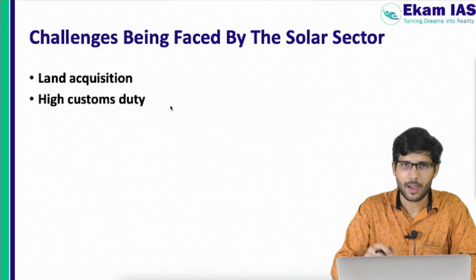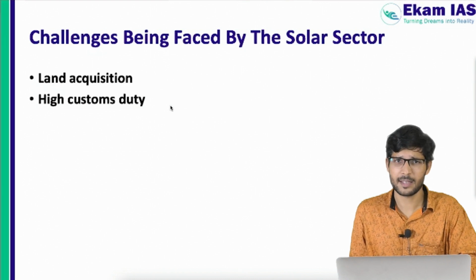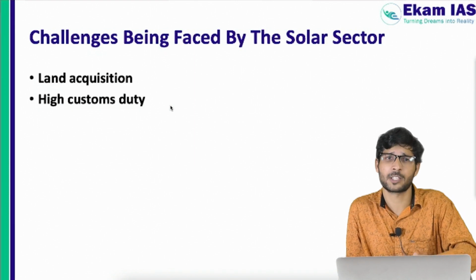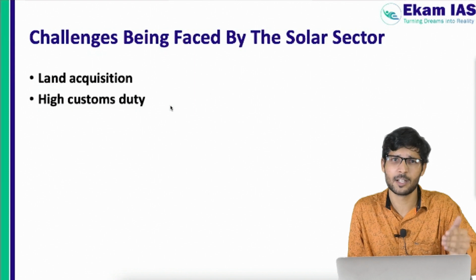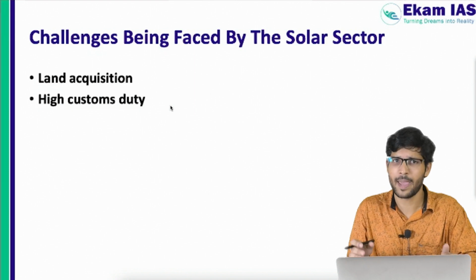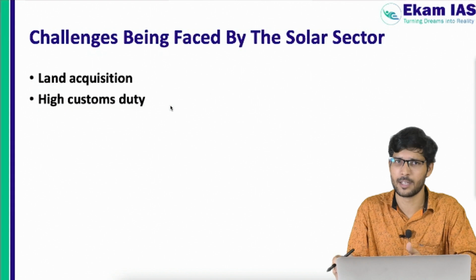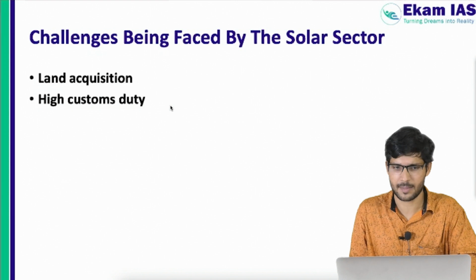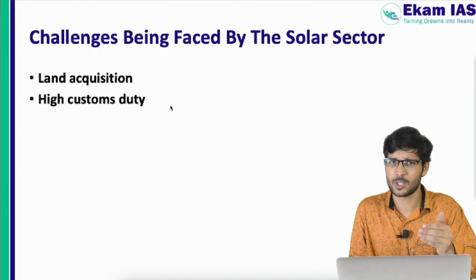And the second issue is high customs duty. That is, the government has introduced customs duty on import of solar components, particularly from China. For example, polysilicon components or polysilicon wafers from China. As I have already discussed, it is an essential component for the production of solar panels. So the government has introduced high customs duty on that, to make the locally produced solar components competitive, because Chinese components are very cost effective, they are very cheap. So that is why there is a high customs duty. So this is also a problem for the solar energy sector.